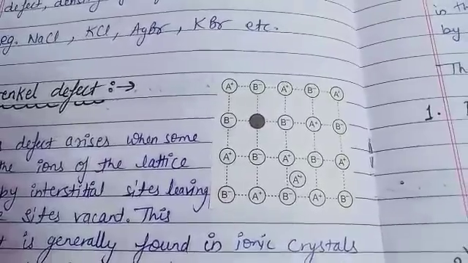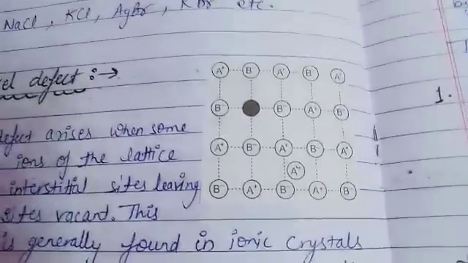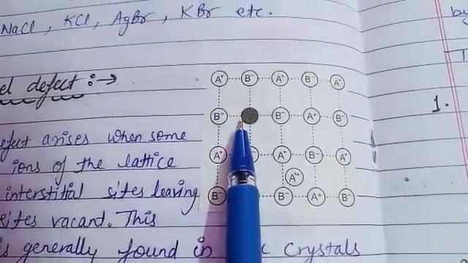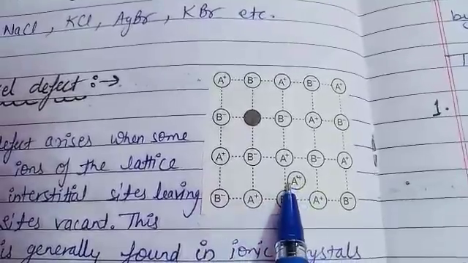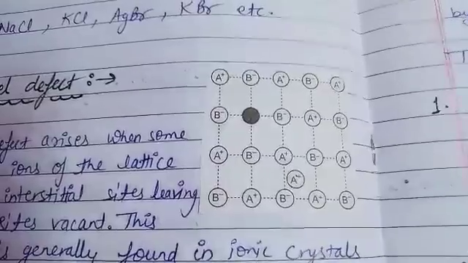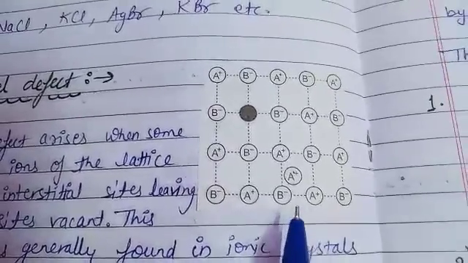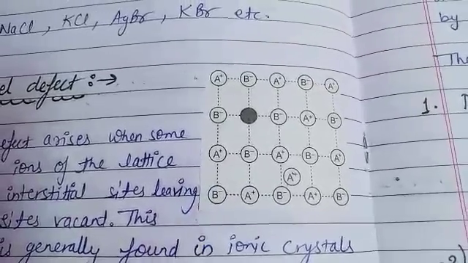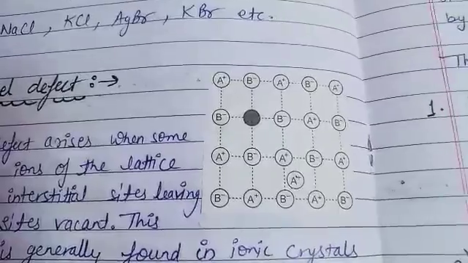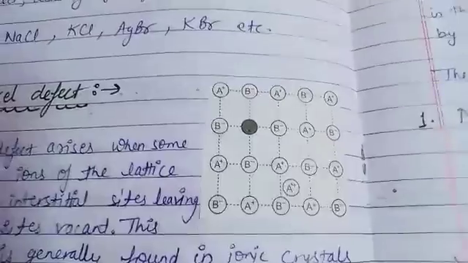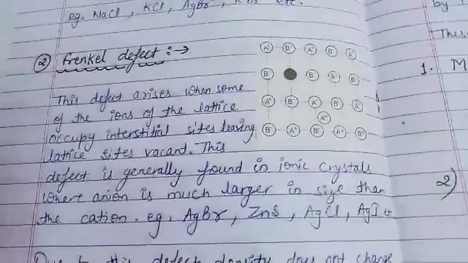Now check: one cation leaves its lattice site and goes to the interstitial site, but overall there is no difference in the density because it remains inside the crystal. Although it occupies an interstitial site, there is no change in the density of the crystal. So in Frenkel defect, when a cation occupies an interstitial site, there is no change in density.